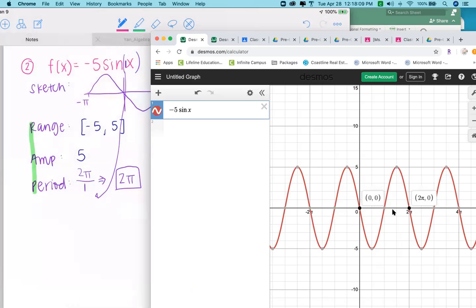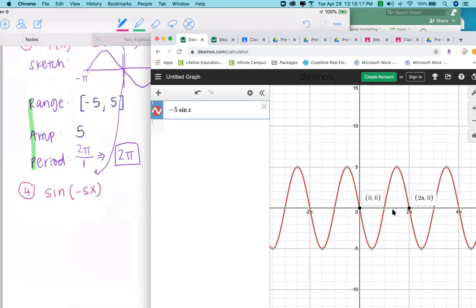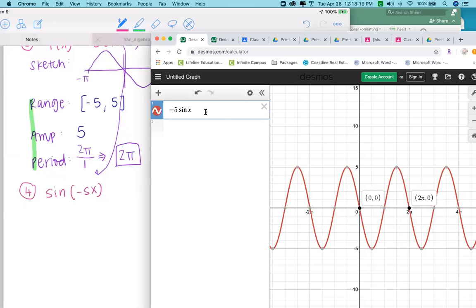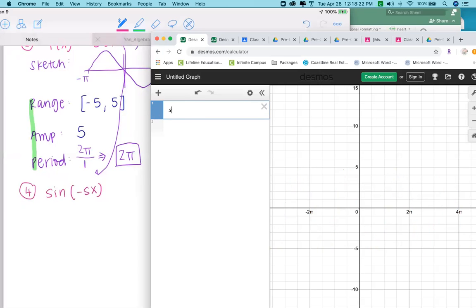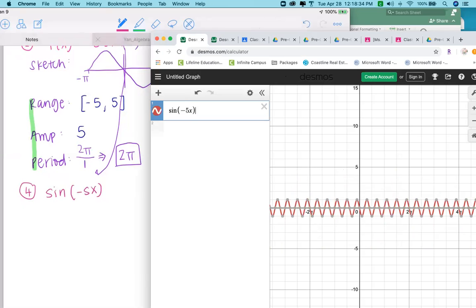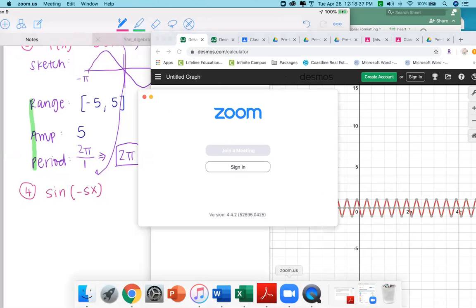I'm gonna keep going for number 4. Actually, I think I did number 4. I'm just gonna do it again. I'm not gonna do the sketch starting now. You guys can just type it in and sketch it. Oops, someone wants to join in. Joanna, oopsie, got her in too early. Okay. Sine negative 5x.